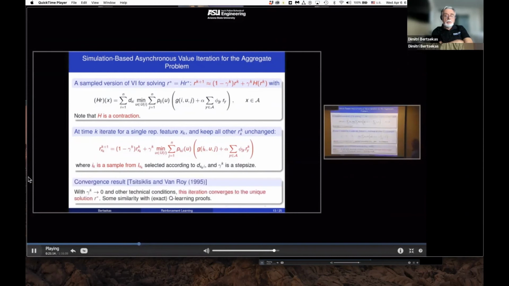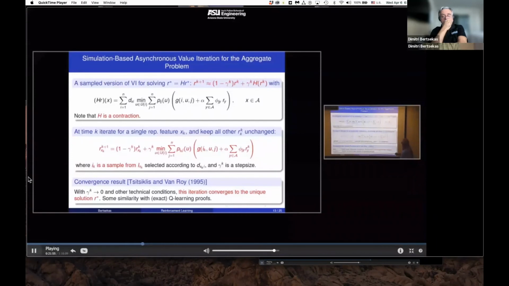And this algorithm is solid. It has a convergence result that dates back to the mid-90s. If you choose gamma k to go to 0 at a rate of 1 over k, and some other technical conditions here, actually this is the main condition, gamma k should go to 0, and also the other condition is that each representative feature should be taken up for iteration infinitely often. Okay, you can't stop iterating on some x, right? So with these two, you get convergence to the unique solution R star.